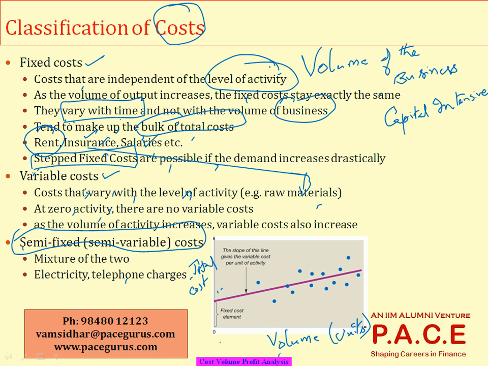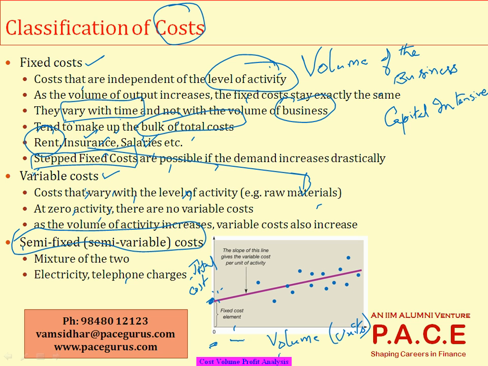So if at all I am selling zero goods, I am still incurring this much because that is the fixed cost. Whether I produce even zero units or not, my costs are still existing. That is what is contributing to the fixed costs.